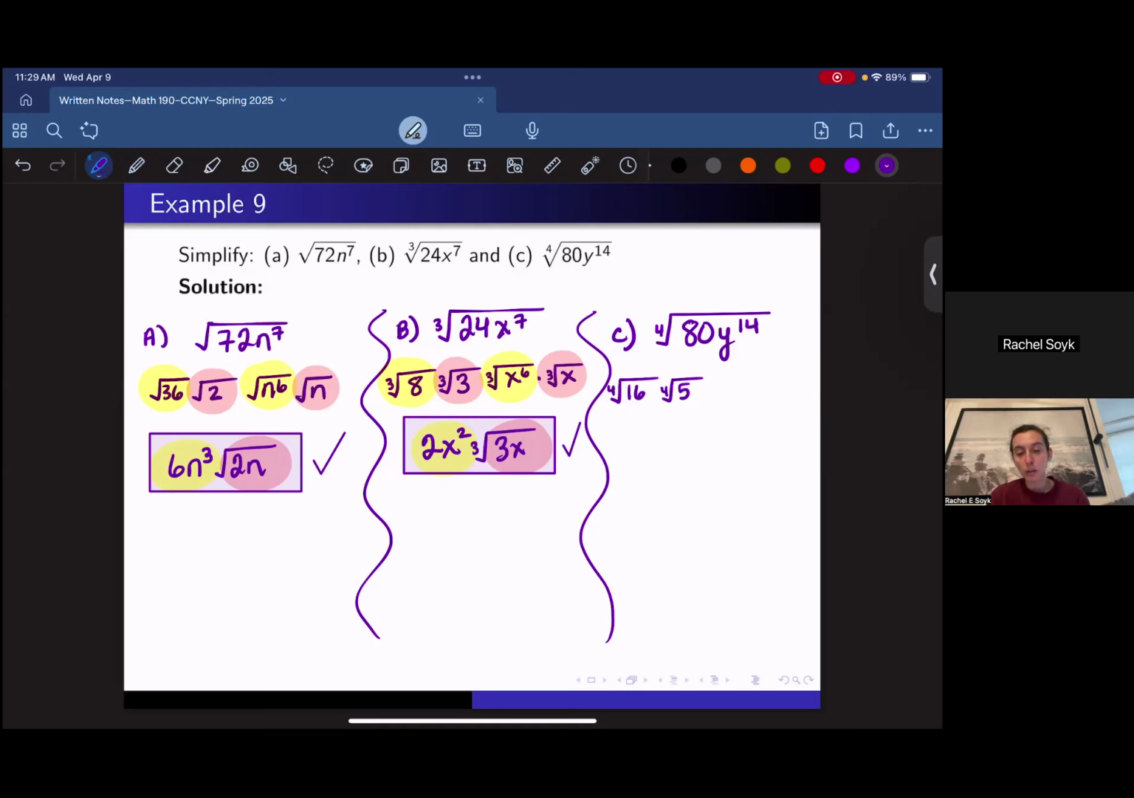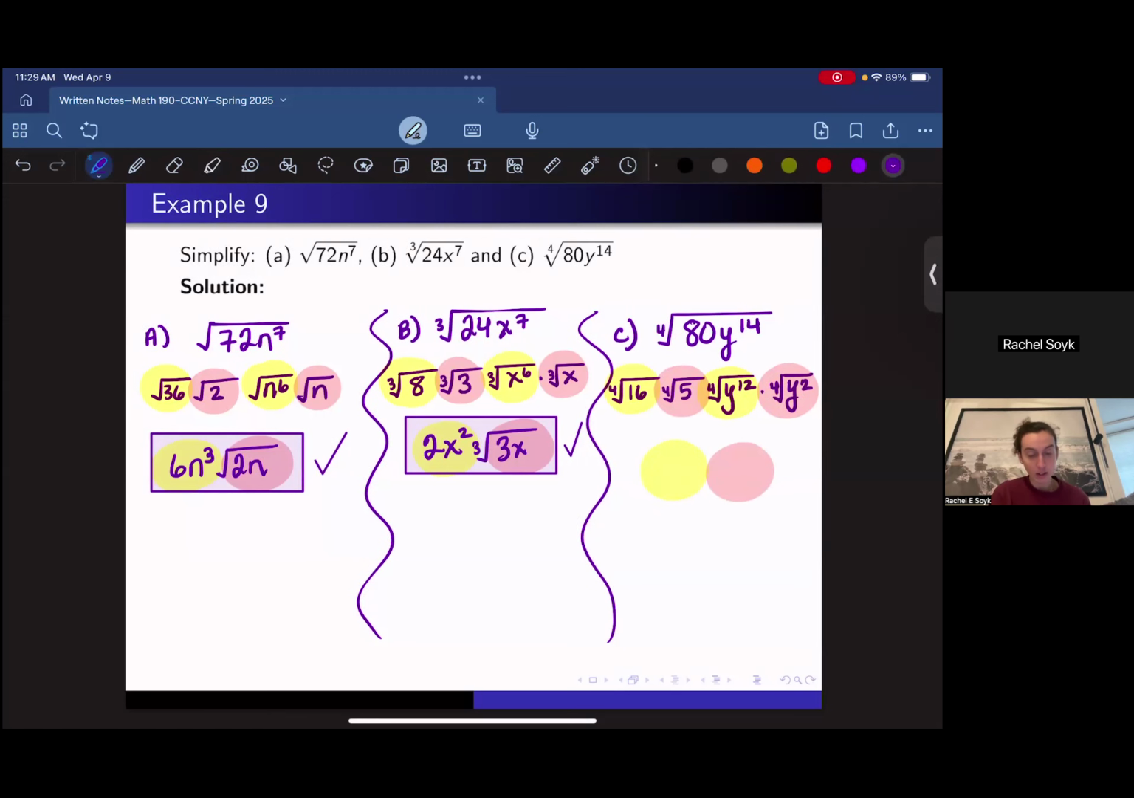And then y to the 14th, how many times does 4 go into 14? It goes in 3 times because 4 times 3 is 12. So we have the 4th root of y to the 12th. And then we have the 4th root of, what's the remaining? That 2, right? y to the 2nd. And so which ones can be simplified here? Our yellows. Which ones cannot? Our light pinks.